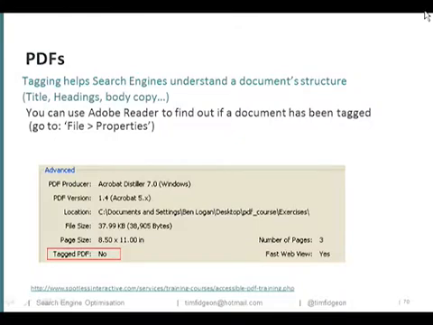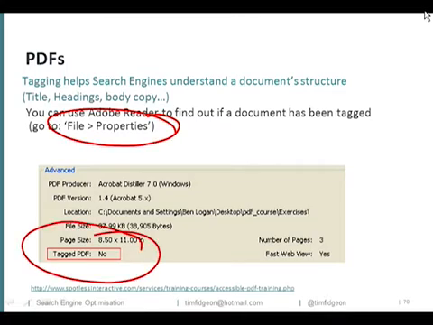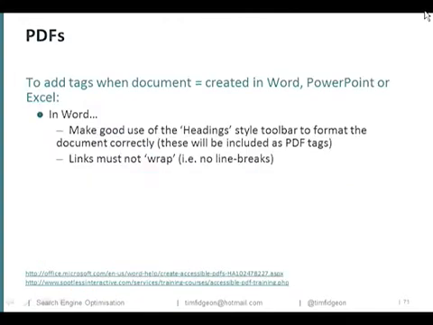A way to find out if a document has or hasn't been tagged is when you are viewing something in Adobe Reader, you go to File Properties, and you'll see something come up, and here, tagged PDF, yes, no. That's how you can quickly review whether or not the PDFs you've previously created have been tagged or not. We've talked about this, so to create tags in Word, PowerPoint, or Excel, in Word you make use of the headings style toolbar, which we've just talked about. It's often in the top left.